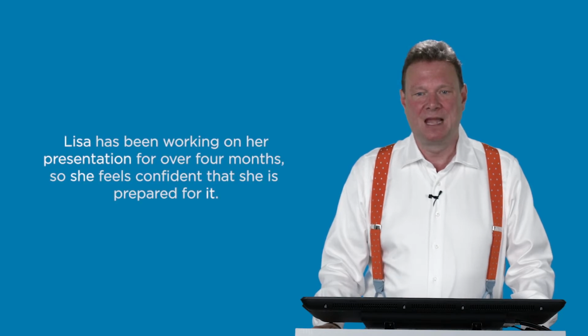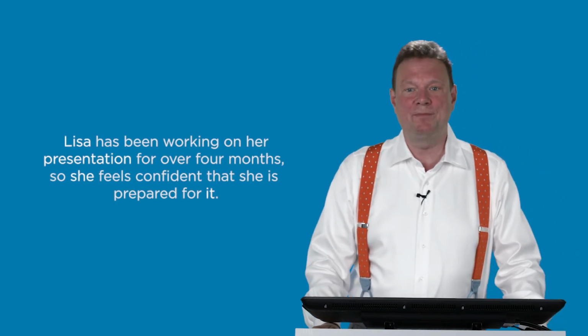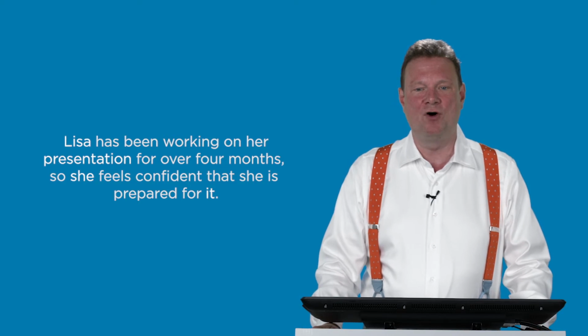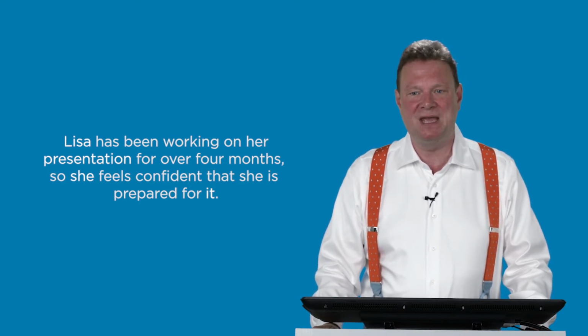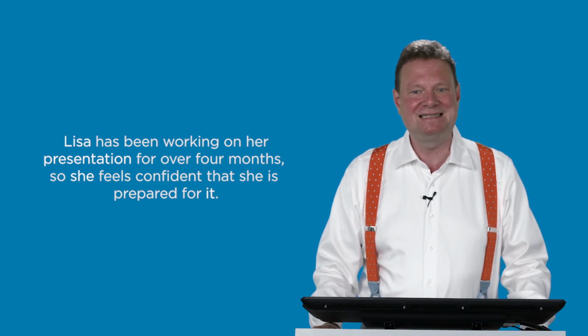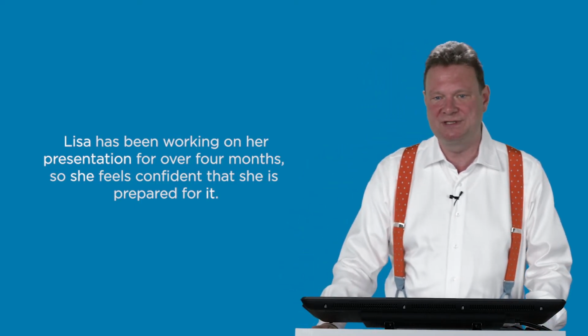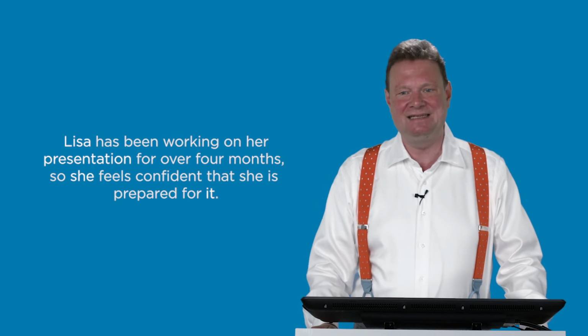Rule number 1. The pronoun must have an antecedent. The antecedent is a specific noun which a pronoun replaces. Let's look at the sentence to see an example. Lisa has been working on her presentation for over 4 months, so she feels confident that she is prepared for it. Here we can see 2 different pronouns and each of them has an antecedent.